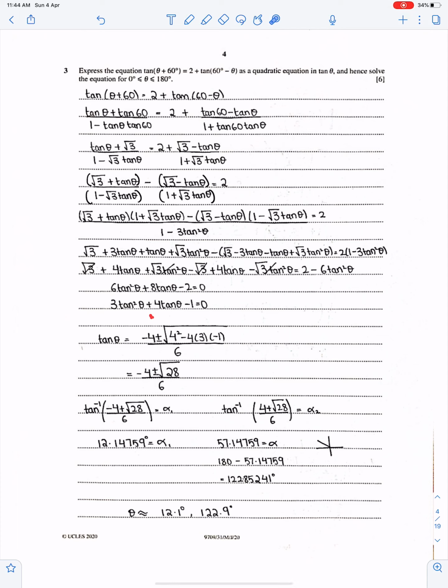Plus 3 tan theta minus 3 minus tan theta. I think it's possible. Let me check this. 3 tan square theta, 3 tan theta, minus 1. So 3 tan theta is common, so we have tan theta plus 1 minus 1 is common. Yeah, middle term breaking is possible.